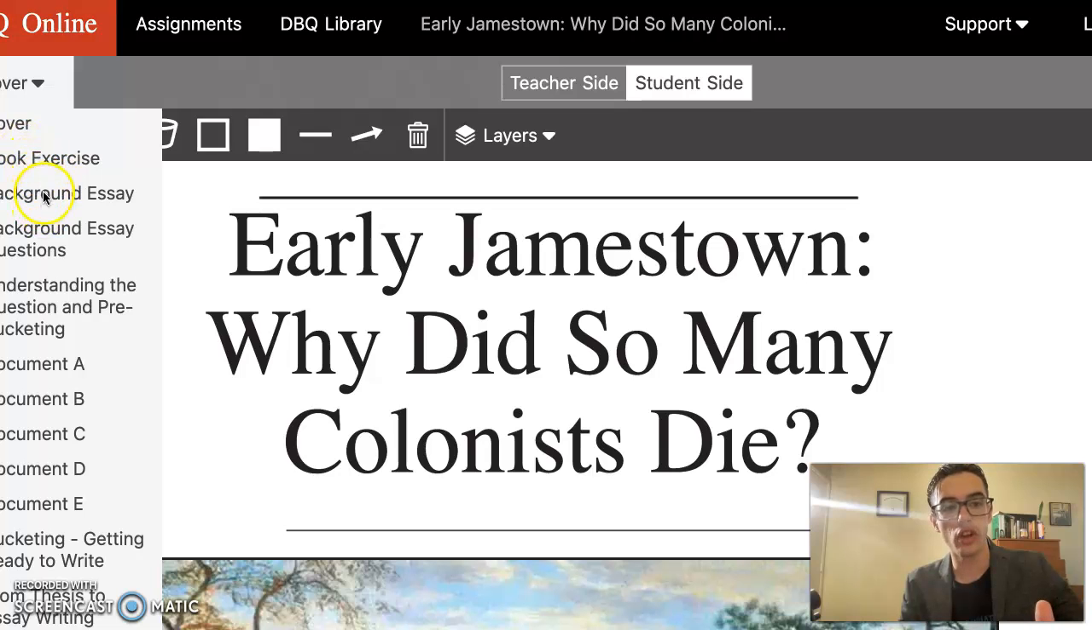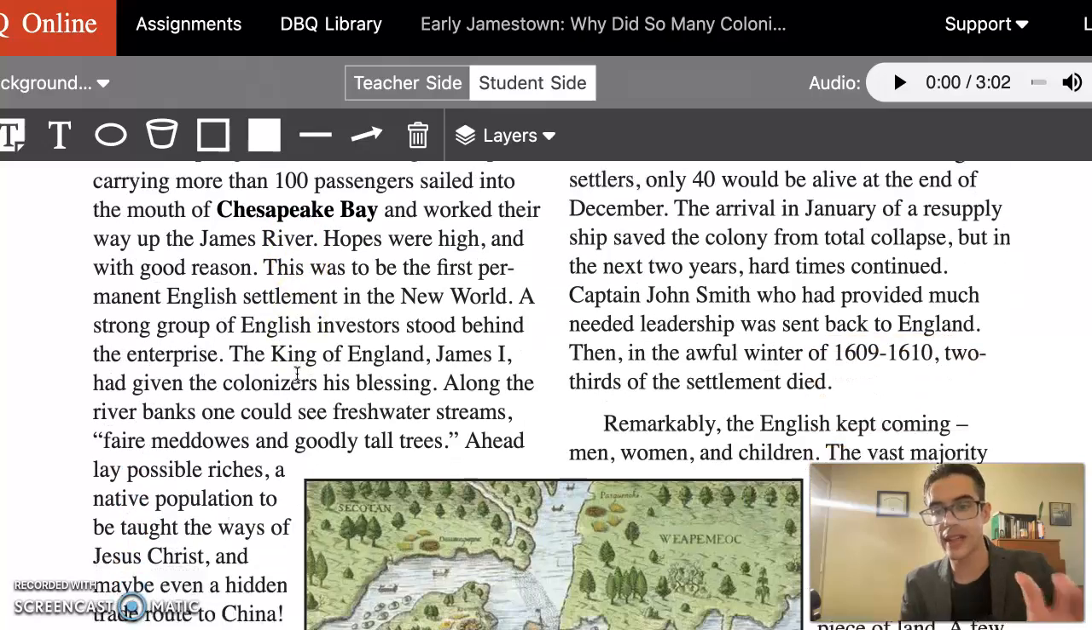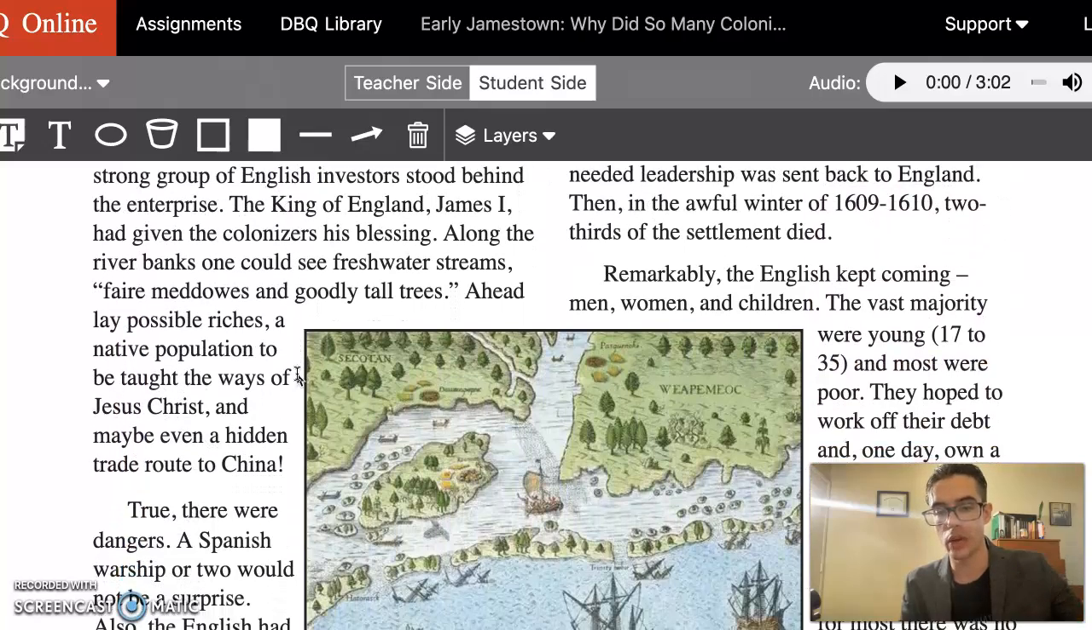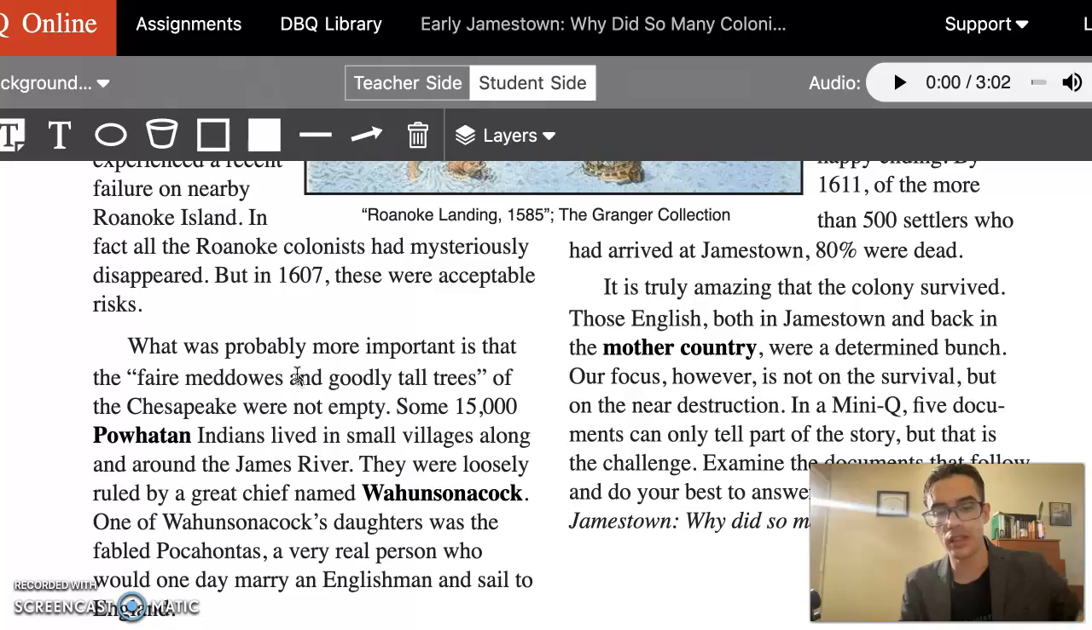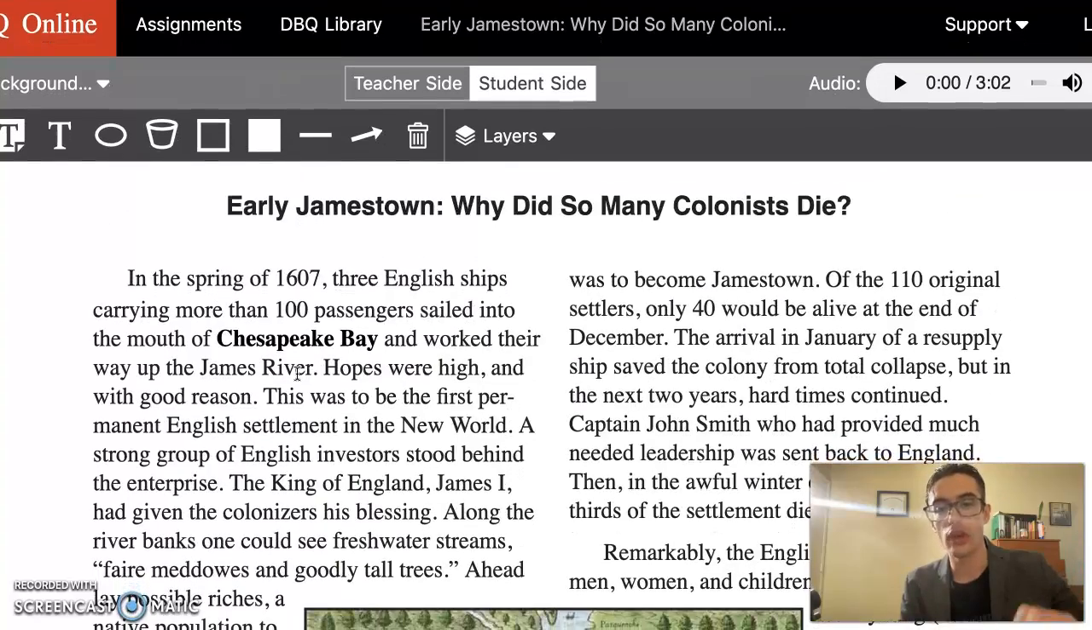So, we're going to start with the background essay. The background essay is going to tell us about what happened in Jamestown. Your job, as this goes on, is to write the main idea of the passage. You're going to write that on that Google form that I'm going to send out.